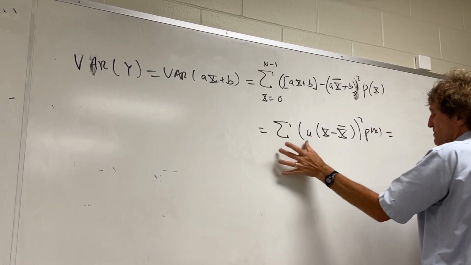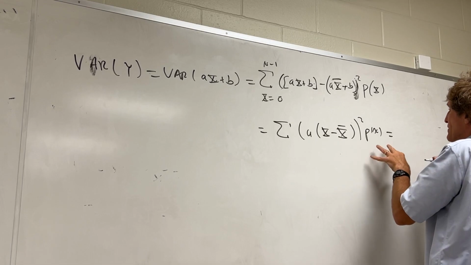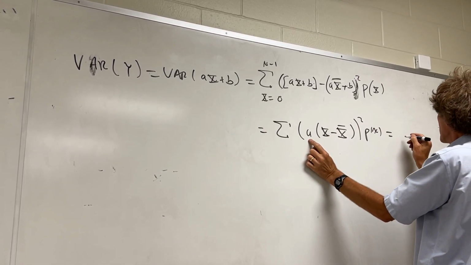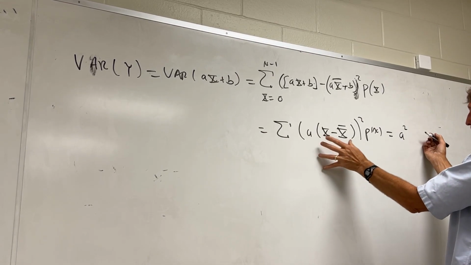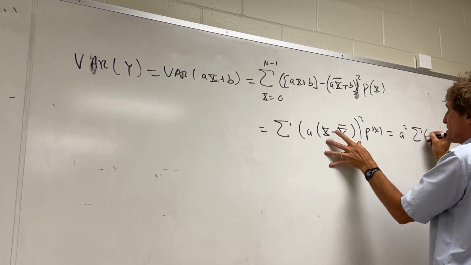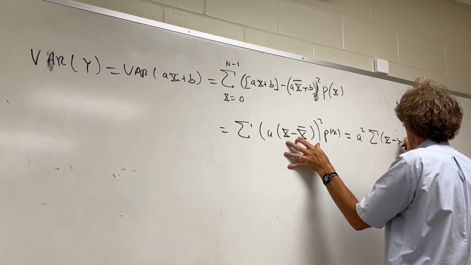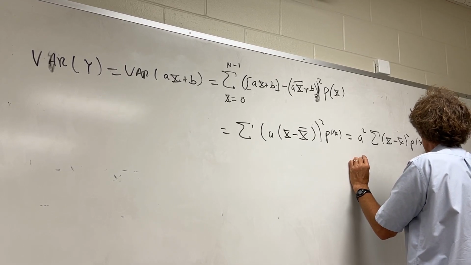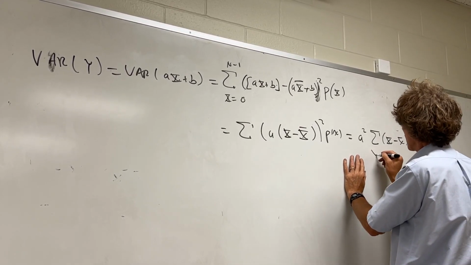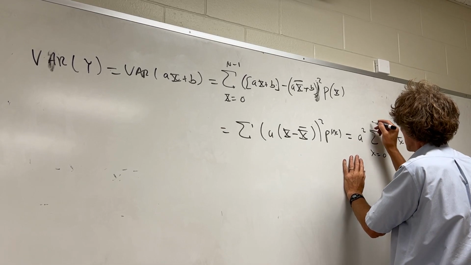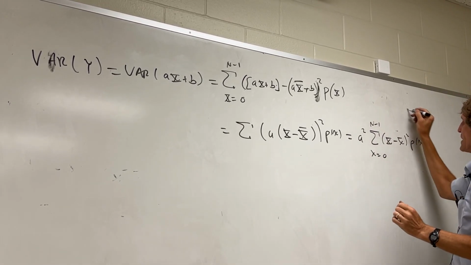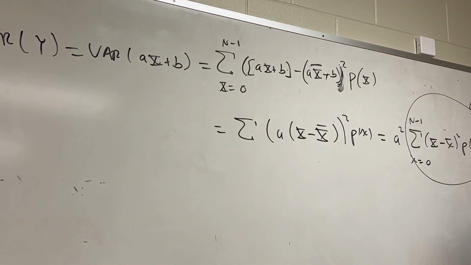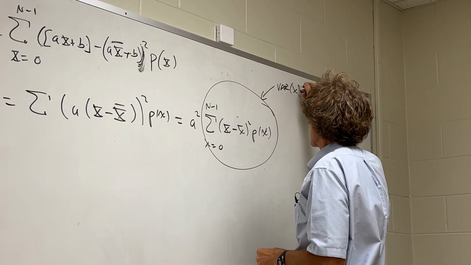Now if you look at this, and I'm going to omit the summations, take a look at this for a second. What do you actually get? Well, I'm going to have a squared, that can come out in front, that's a constant, times the summation of X, the random variable, minus x bar squared, times the probability of X, over all possible values of X. Well, this right here is by definition the variance of X.